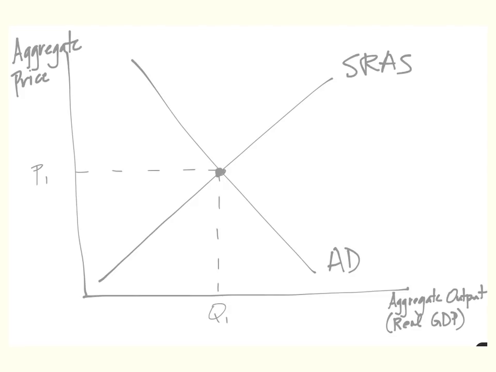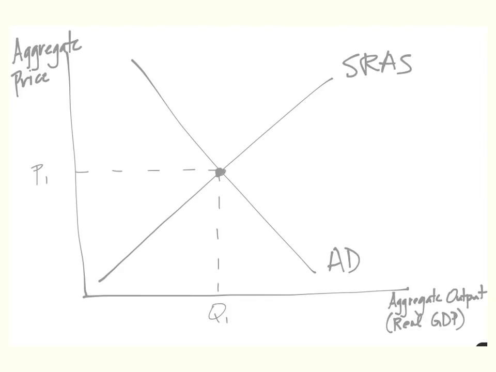So we'll start from equilibrium at P1 and Q1. That's the price level and the output level that the economy comes to rest at under these conditions. But because the economy is a dynamic place, something's probably going to change.